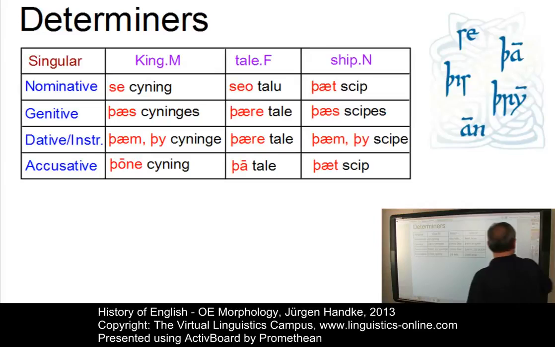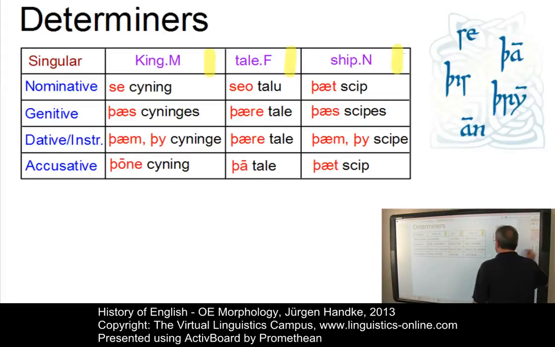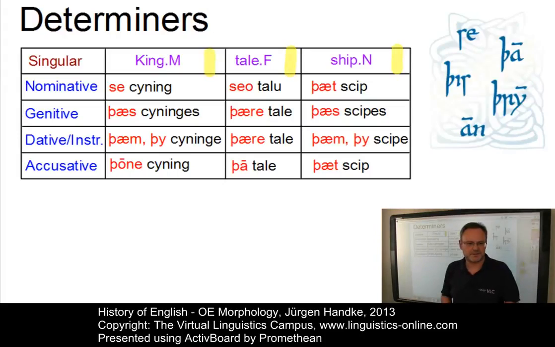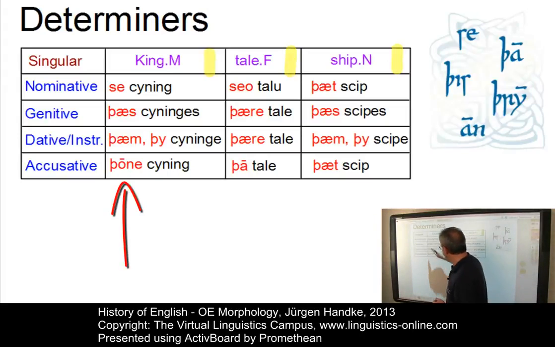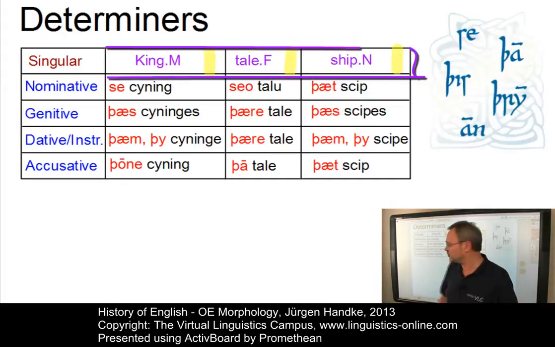Now in these three examples, a masculine one, the king, a feminine one, tale, and the neuter one, ship, we see the determiner in each of the cases in which it could be represented. Now the Old English demonstrative, as you see, was used for 5 different cases: se, thas, them, thu and thone. 5 different cases. And then we had 3 different genders.